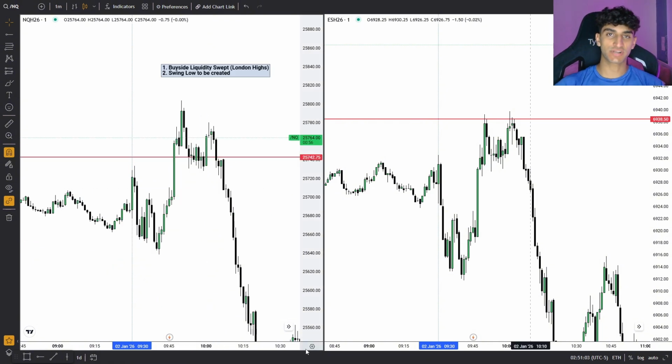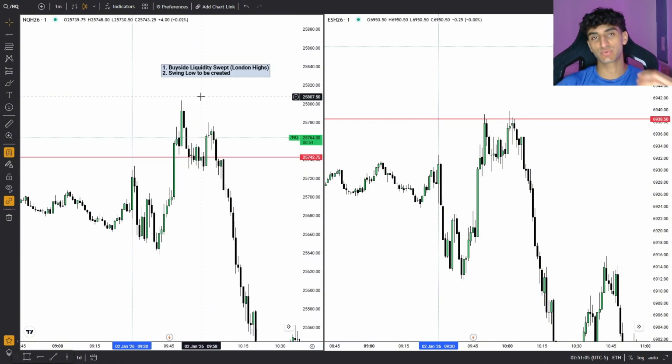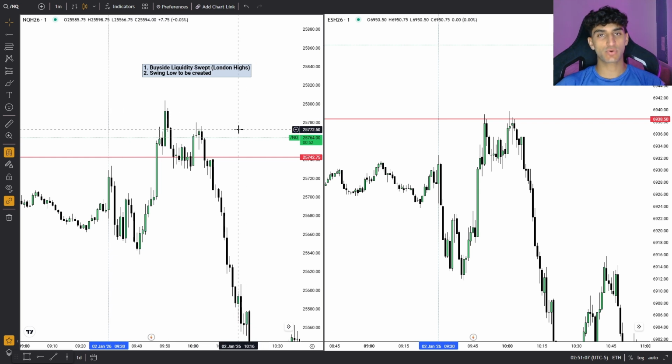Now our next step on our checklist criteria, as we see right here, is a swing low to be created. And the reason why I'm looking for a swing low to be created after sweeping that buy side liquidity level is because step number 3 and step number 4 are actually dependent and correlated to that swing low being created. Without that swing low, we could not possibly move on to step number 3 and step number 4.